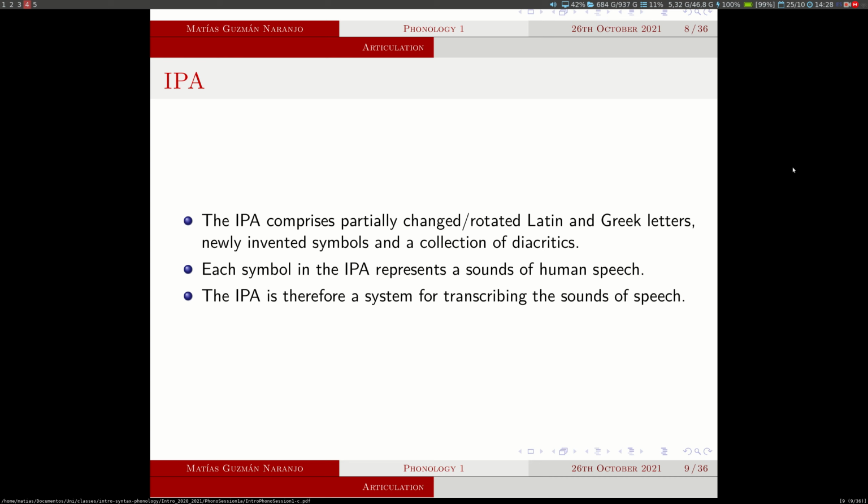It basically comprises mostly Latin and Greek letters, rotated and modified, but also some additional symbols. Each symbol in the IPA represents a sound of human speech. They don't represent non-speech sounds, so something like coughs, that's not represented there. And the IPA is therefore a way of transcribing speech.